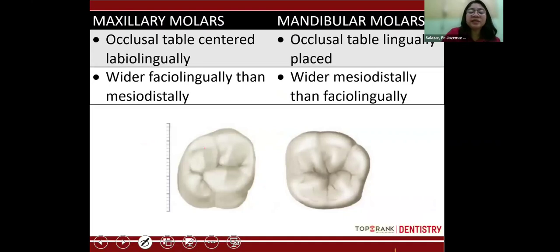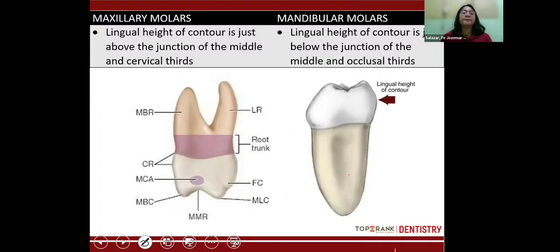Occlusal table is centered on a maxillary molar. On a mandibular molar, it's towards the lingual. Maxillary molar is wider faciolingually than mesiodistally, while a mandibular molar is wider mesiodistally than faciolingually.